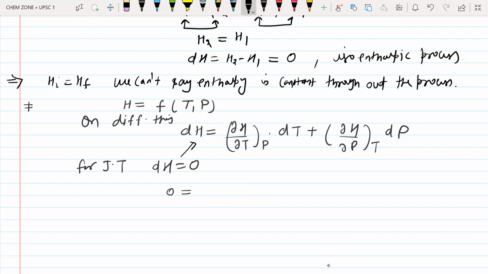We put the value of dH in this equation, and we know that delta H by delta T at constant pressure is called Cp. So put both these values in this equation.